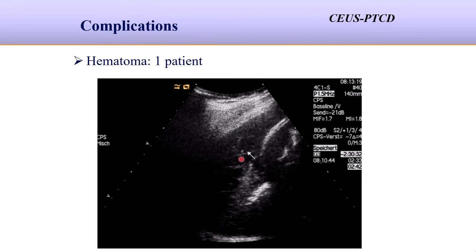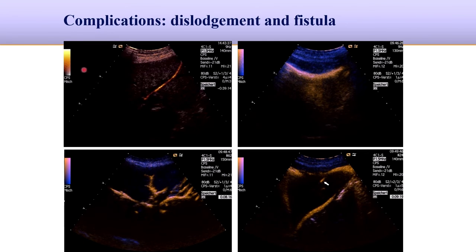Complications. Hematoma was found in one patient. Complications. We found a catheter dislodgement in one patient. We performed the PTCD for this patient, but the next day we inserted the contrast agents in the catheter. The surrounding space of the liver was enhanced, so the catheter was not in the bile ducts.